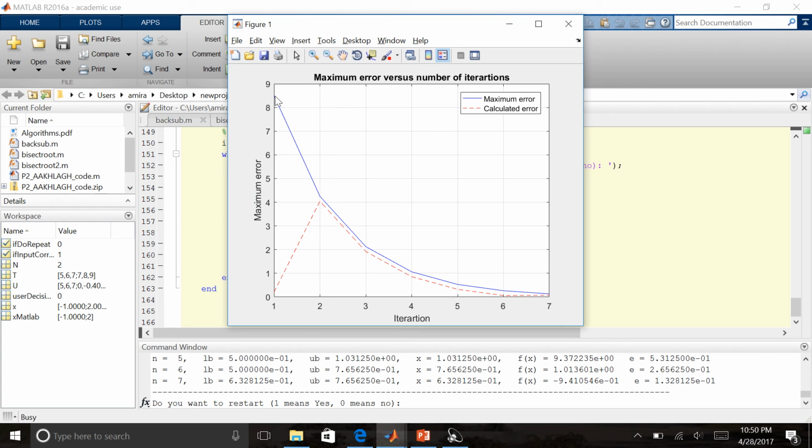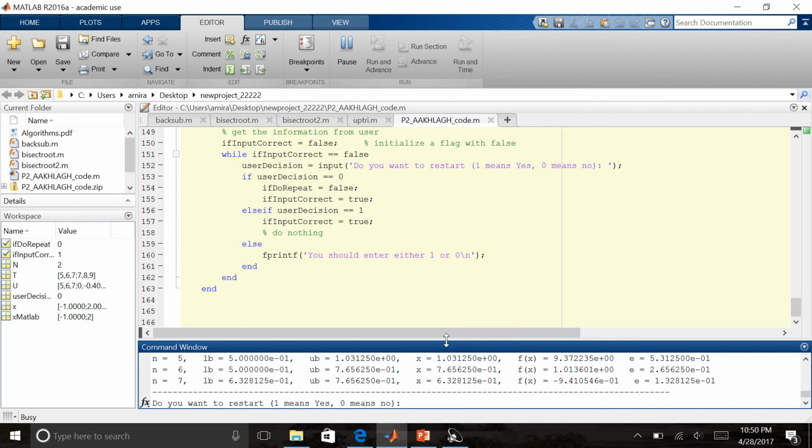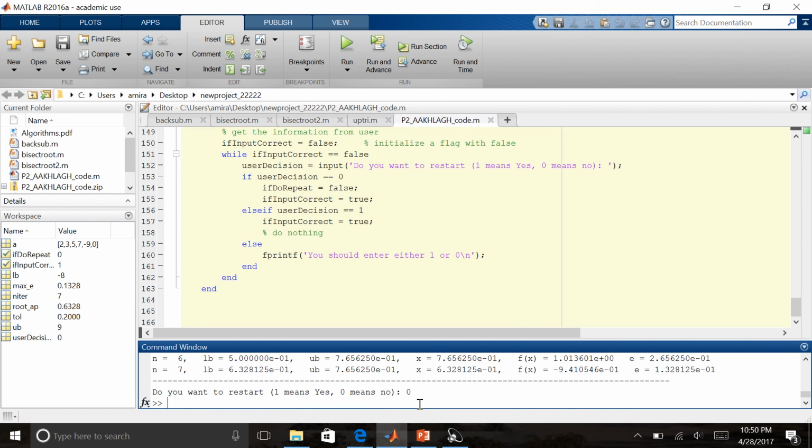We got the figure to display. It's going to display our maximum error versus the number of iterations. That's our figure that we want to see. And here you can see that the maximum error is this curve here, and the one we calculated, up to the second iteration, started following that maximum error curve. Okay, so now we can close it, 0. Awesome. So now you can see here, this is part of our second project, the numerical analysis.